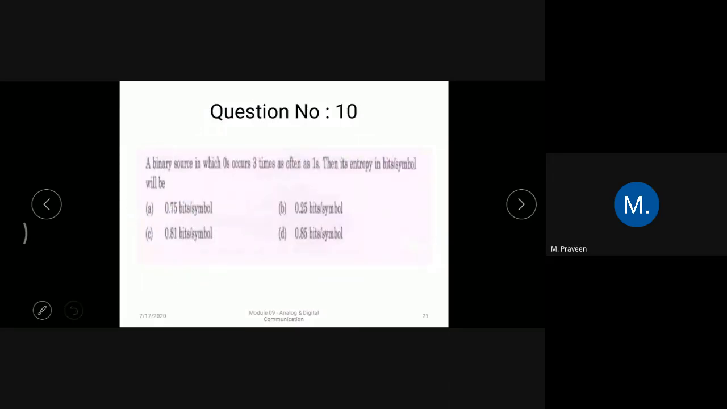Now the other question. A binary source in which zeros occur 3 times as often as ones, then its entropy in bits per symbol will be. It's a direct question. Once again, they're asking the entropy, and they've given the probability. There are only two events: either 0 occurs or 1 occurs. The occurrence of 0 is 3 times as likely as the occurrence of 1. Totally there are 4 possible events, so 3 for 0 and 1 for 1.